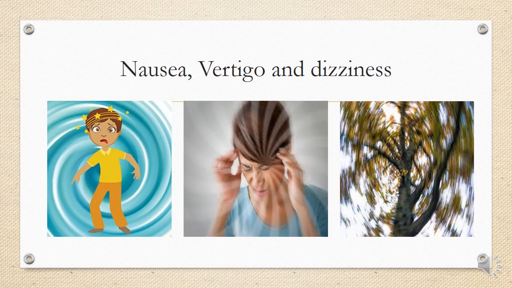Next is nausea, vertigo and dizziness. These are symptoms which are seen because the patient is having the amount of diplopia and confusion. Because of the diplopia and your asthenopic symptoms, the patient will start having this feeling of nausea, vertigo and dizziness. The patient will not be able to concentrate at any one place, and he will start having all these kinds of symptoms.